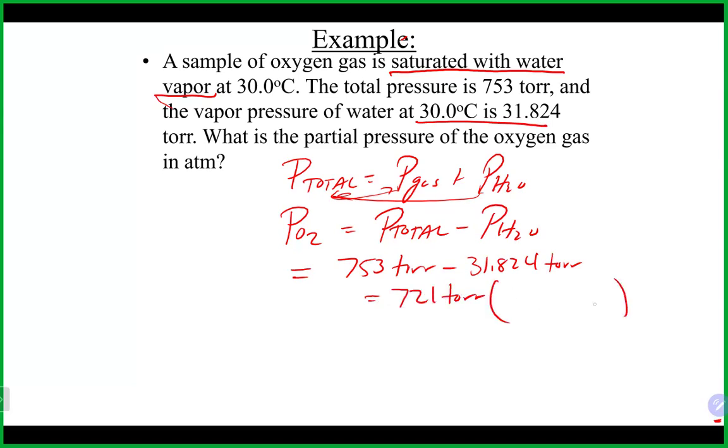They do want it in atmospheres. So here again, we'll divide by the 760 to convert it into atmospheres. 0.949 atmospheres would be the pressure of our dry oxygen gas in this particular case. Any questions on that one there? So those are two common ways to find partial pressures. Again, use the ideal gas law, or a subtraction type situation, which is not too bad. Any questions on that?